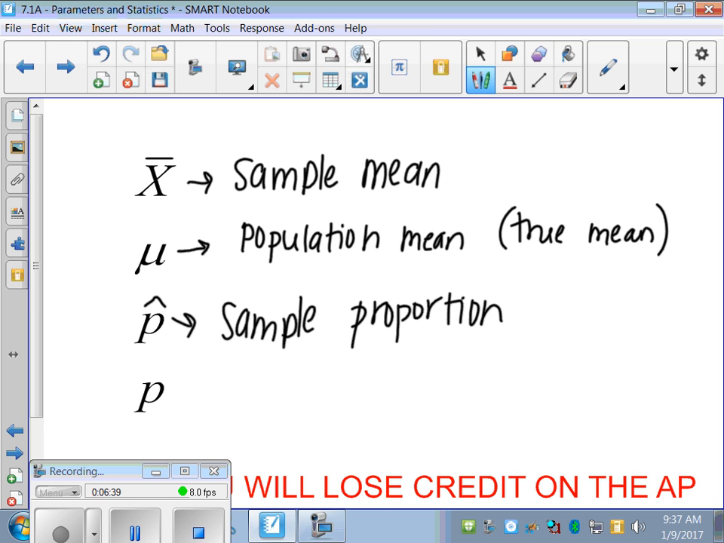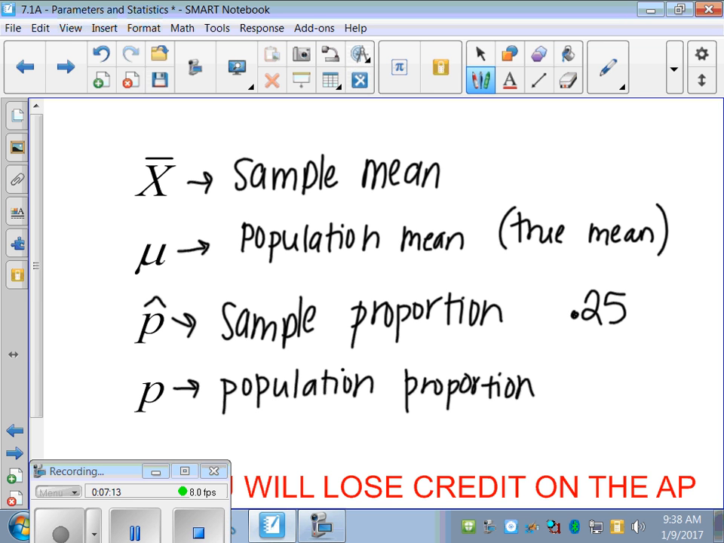What's a proportion? It's a fraction or a decimal, okay? So this is when we're saying a percent of something that's happening, okay? So sample proportion might be like a 0.25, all right? So think decimals, all right? And then P is the true proportion or the population proportion. Okay, so if you're talking about unemployment rate, we would use P and P hat, all right, for the true unemployment rate and the sample.